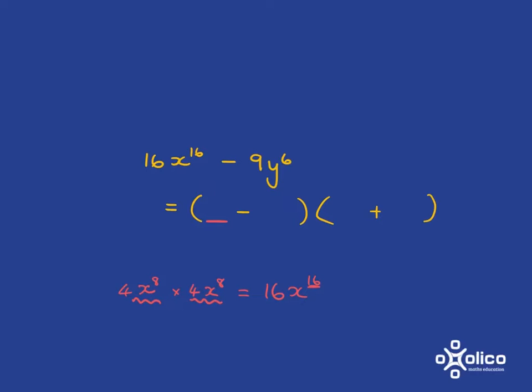And similarly, for figuring out what goes over here, I'm asking myself what multiplied by itself will get me to 9y to the 6. The numbers are easy. 3 times 3 gets me to 9. How many y's? Well, in total I want to have 6 y's multiplied together, so I need 3 here and 3 here, which means the fully factorized form is this.